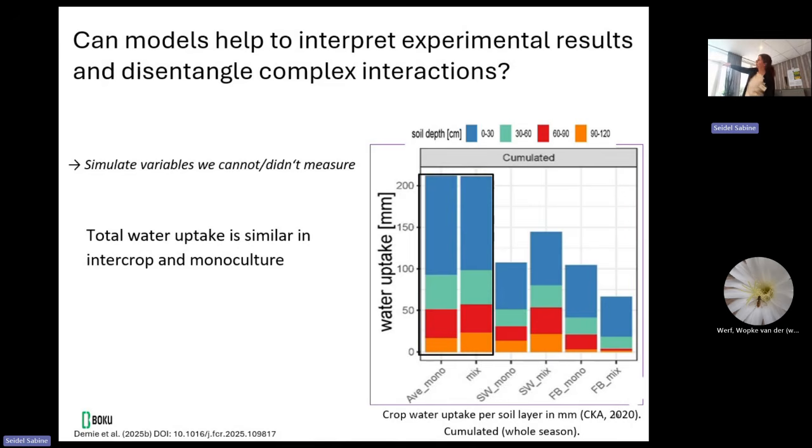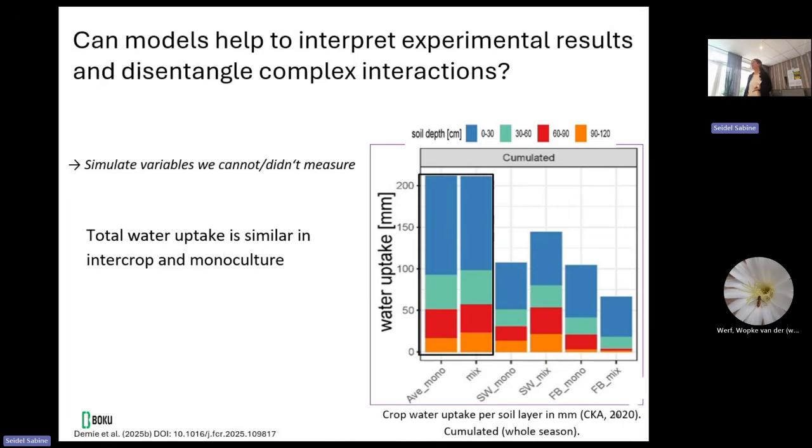Yeah, and then we have the same value here, the monocrop, the spring wheat uptake, and this is the spring wheat monocrop. No, this is the spring wheat in the mixture. This is the fava bean monocrop, and this is the fava bean in the mixture. And what you can see here, if you look at the first two bars, is that the water uptake in the mixture versus the monocrop is actually the same.